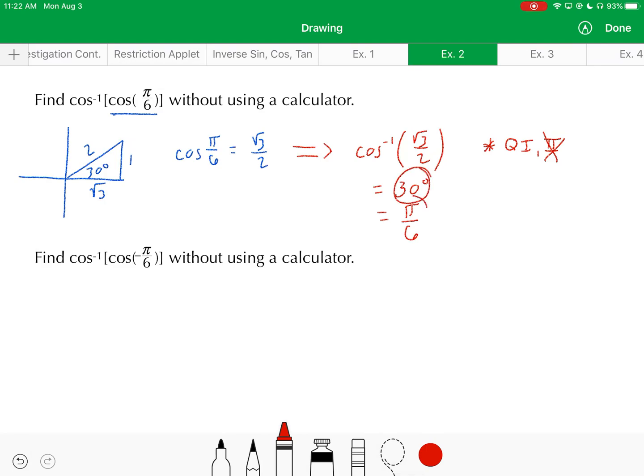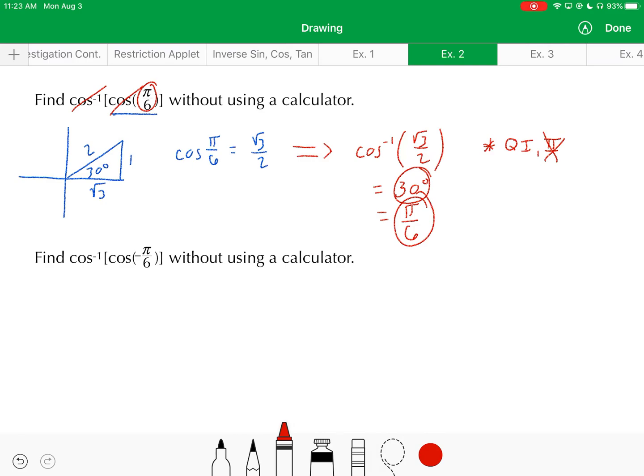Okay. So it stands to reason then, right, that if I'm taking inverse cosine of cosine of pi over 6, then I can just effectively wipe those two out, and the result is pi over 6, right? The original input, okay? Well, that works in this case, but it doesn't work in the next example here, all right?